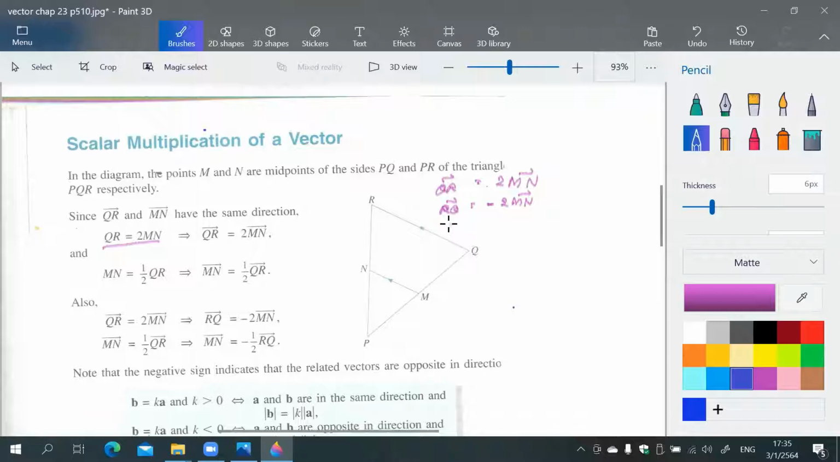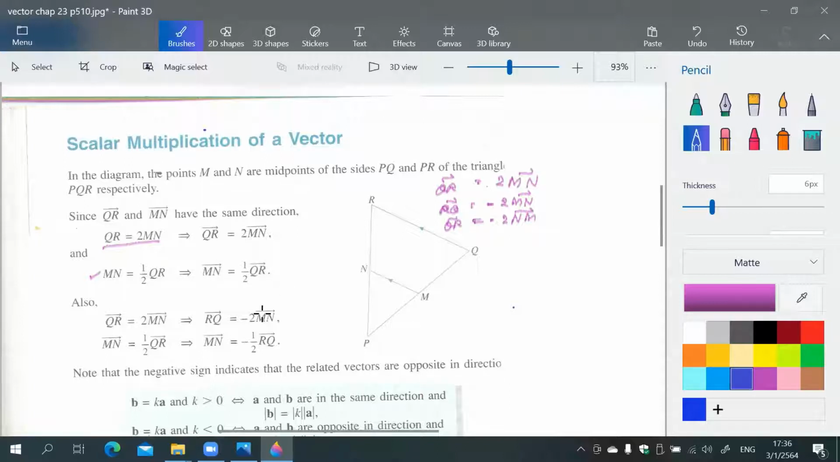Or either way, if you keep vector QR there and you want to call vector MN vector NM, then you have a negative sign: negative 2 times NM also. When you talk about the length of MN, the length of MN is half of the length of QR. So you can imply as a vector also: vector MN equals 1 over 2 vector QR.